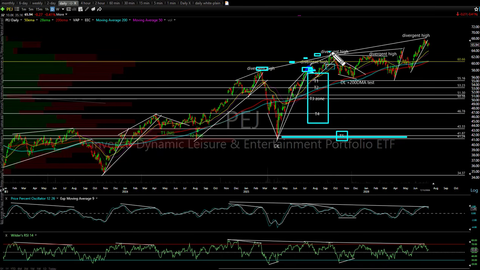It just keeps extending. These are all divergent highs. We had a divergent low right there, and it's been bouncing off the 200s. So we recently broke down and had a sell signal. I'll revisit it later. I'm going to leave it on there for now. I still think it has a good chance of hitting those targets.